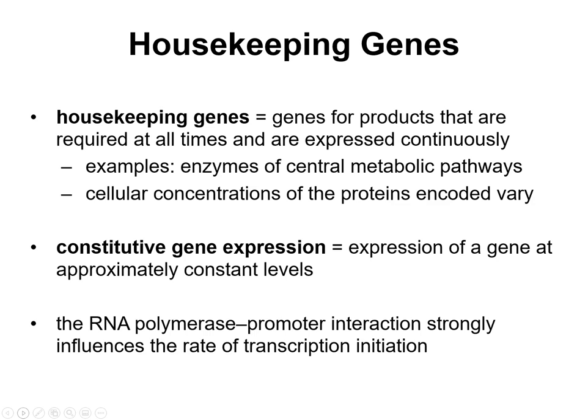Now, there's a lot of different genes, right? Some of them are going to be transcribed more readily, others less frequently. There are what's called housekeeping genes, and these are genes for products that are required at all times and they're expressed continuously. So some examples would be enzymes of central metabolic pathways like glycolysis. That's always going on pretty much. Even if it's at a very low level, you still need those enzymes. The cellular concentrations of the proteins encoded are going to vary, but you're always pretty much going to have those promoters be busy. So you're going to have RNA polymerase sitting down, making some mRNA transcripts.